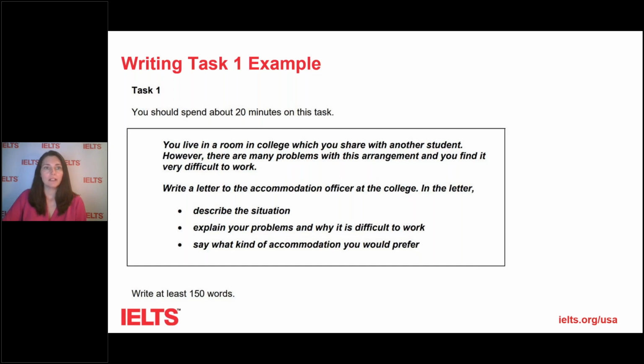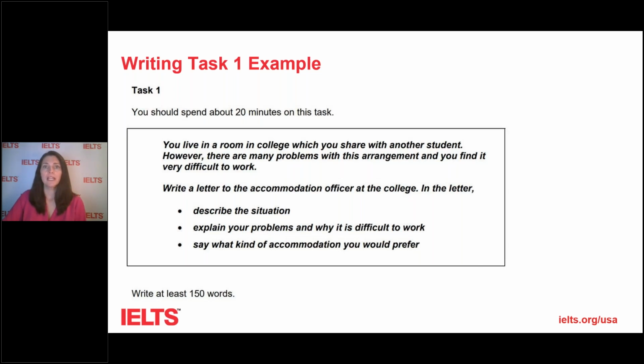You live in a room in college which you share with another student. However, there are many problems with this arrangement and you find it very difficult to work. Write a letter to the accommodation officer at the college. In the letter, describe the situation, explain your problems and why it is difficult to work, and then say what kind of accommodation you would prefer.